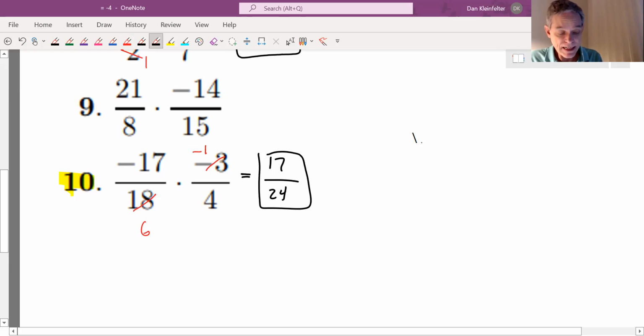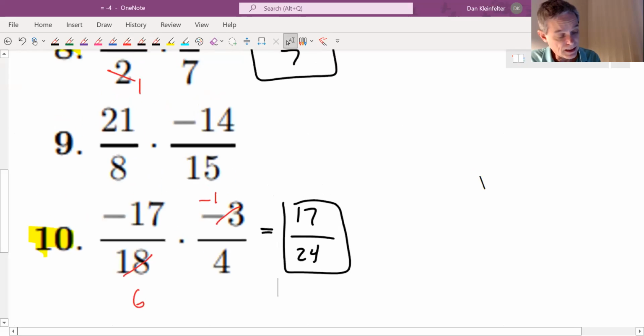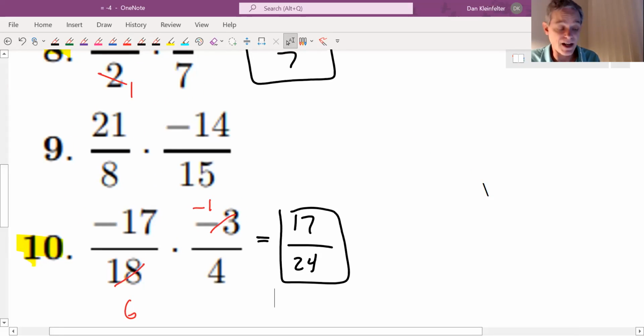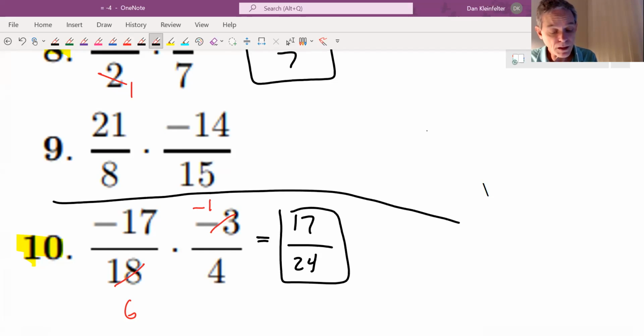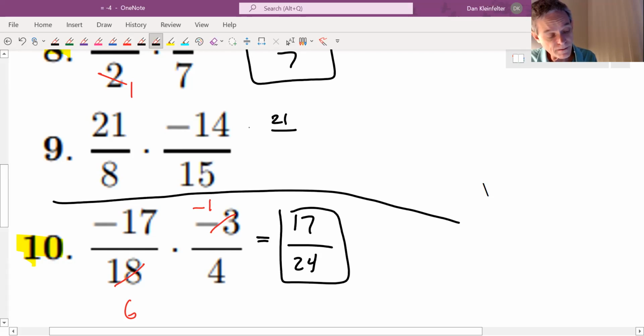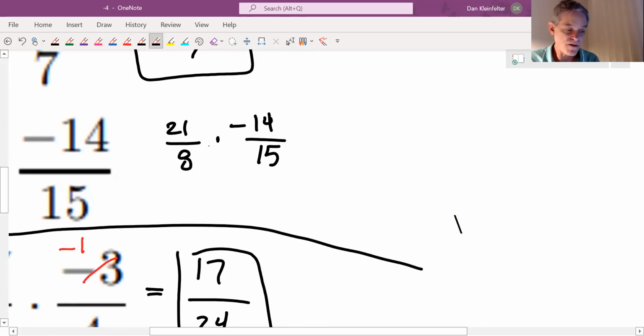That one didn't take a lot of steps, so I think I'll go ahead and do number 9 as well. Maybe that will have more for us to do, and in fact it will, so that's good. Let me recopy that. We'll have 21 over 8 times negative 14 over 15. Now the 21 and 15 have a common factor of 3, which we can divide out. 21 divided by 3 will be 7, and 15 divided by 3 will be 5.